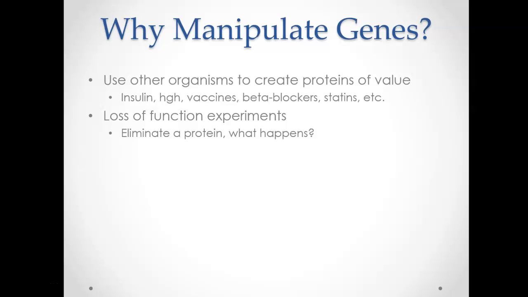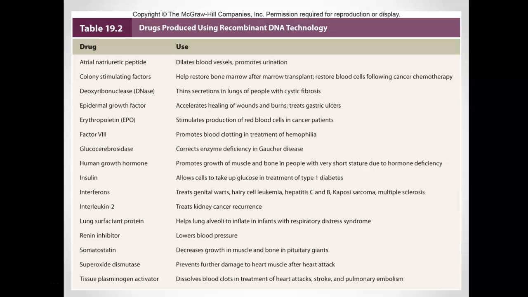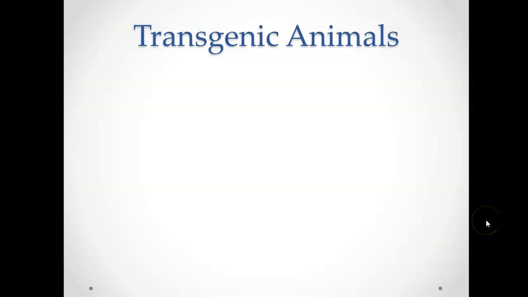We also do it for experiments in science. So the more we learn about our genes, the more we want to find out what happens if we stop producing a protein. What happens if we produce too much of a protein? What are the consequences of them? So there's definitely a lot of scientific research in this field. So these are all the drugs that can be produced using recombinant DNA technology. And again, if you look at the different things here, these are all made from bacteria. So it's really amazing what we are able to accomplish now with this recombinant DNA technology.